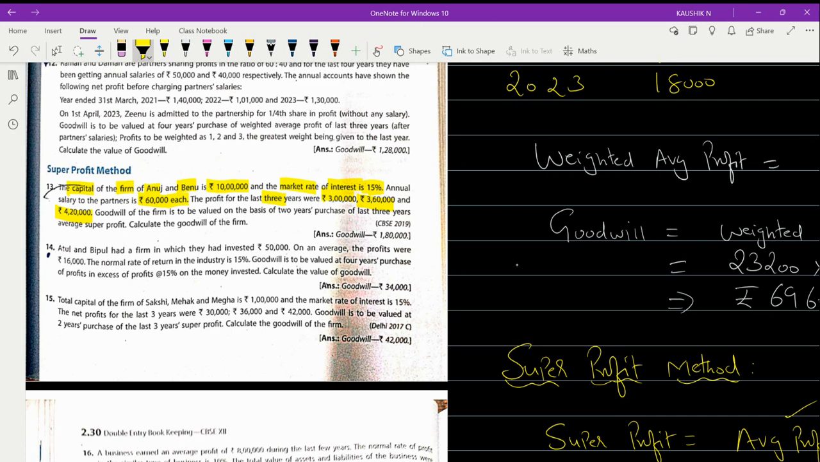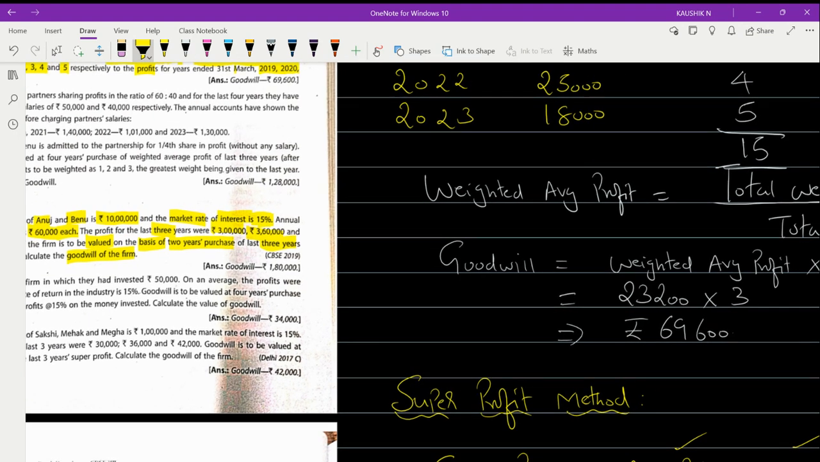Goodwill of the firm is to be valued on the basis of 2 years purchases of the last 3 years average super profit. Calculate the goodwill of the firm. Now you tell me, in this problem, do you have the value of average profit straight away given in the question?